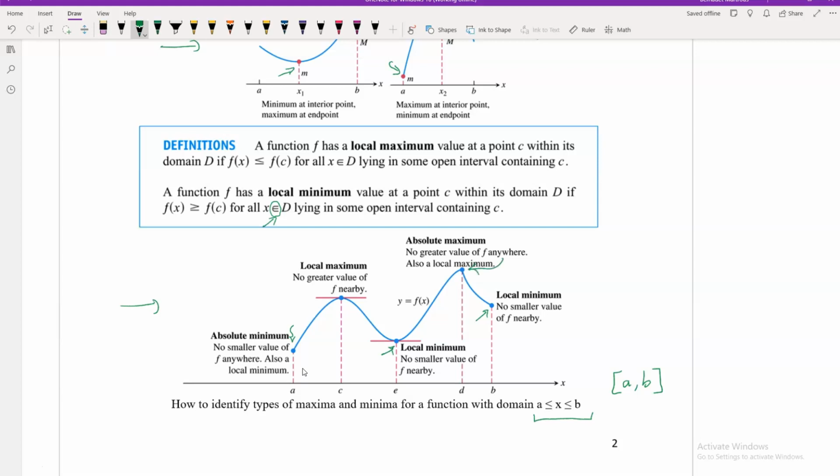Here is the absolute maximum, so that is the absolute maximum, no greater value of f anywhere. Also, this point is a local maximum, and here this point is a local maximum. So on this part, the smallest value that you can find for f is this point. That's why this is the absolute minimum. And the largest value that you can find based on this graph for f is this point. So that's why this is the absolute maximum.